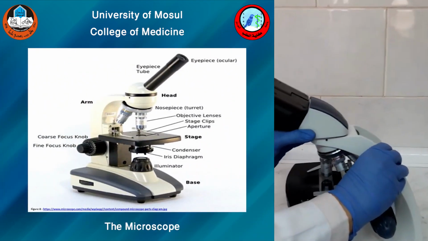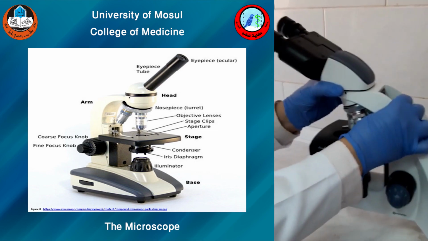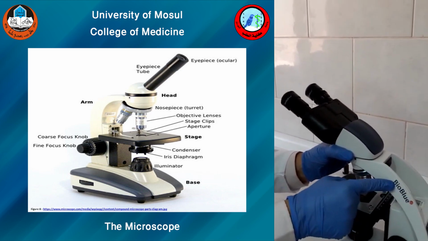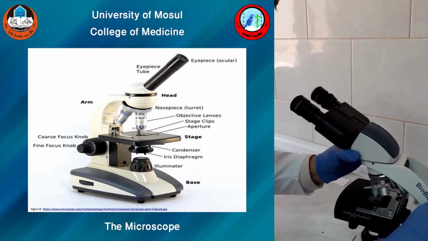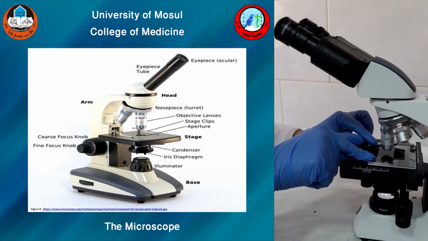We have the arm. This is the arm, which is the part through which we catch and carry the microscope from one place to another. This is the arm. And we have the stage. This is the stage where we put our slide.